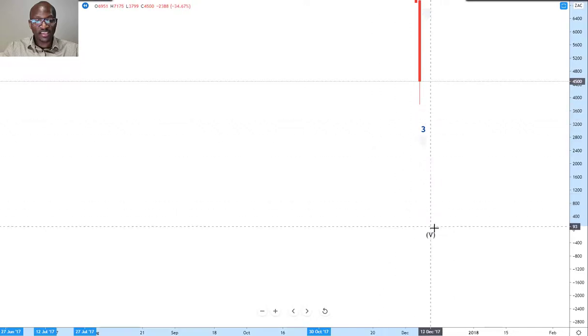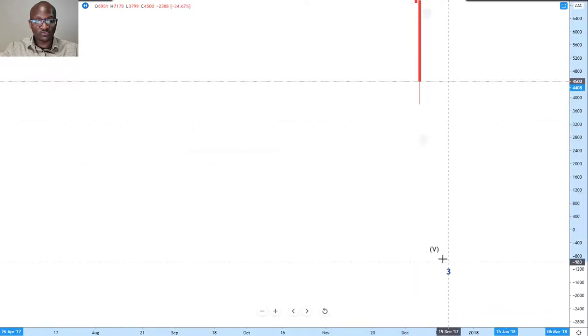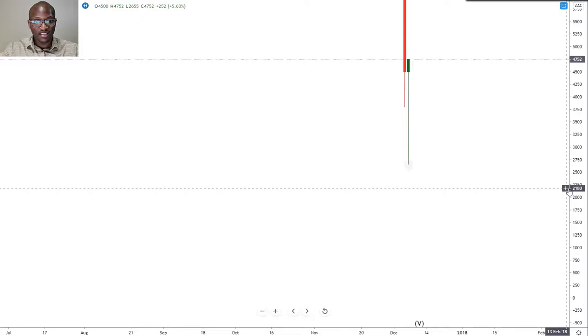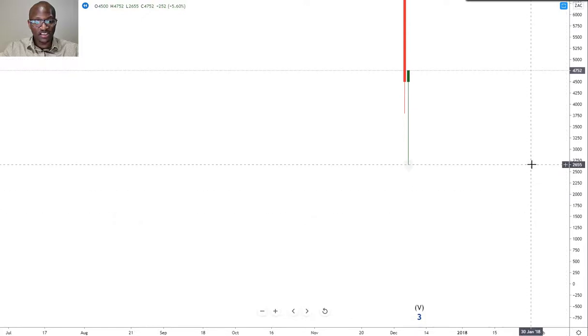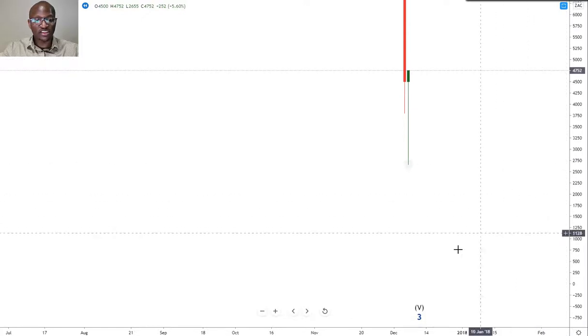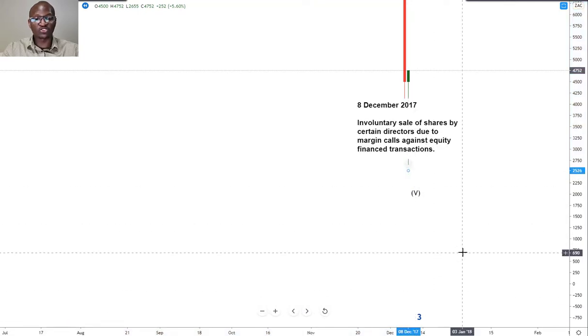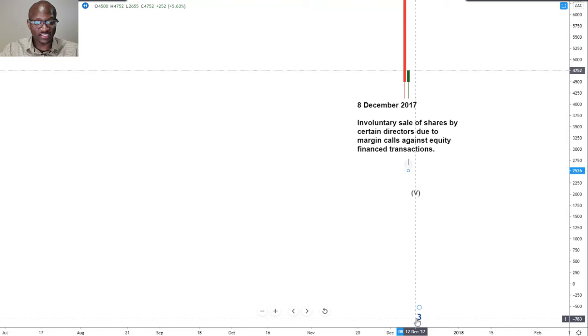If you thought that was bad, it was only getting worse for EOH, as the next day there was another very, very volatile day of trading, and the price crashed to just above 26 Rand on this day. And the reason behind this crash was due to the involuntary sale of shares by certain directors due to margin calls against equity financed transactions.